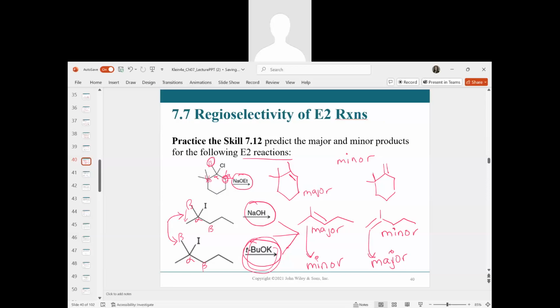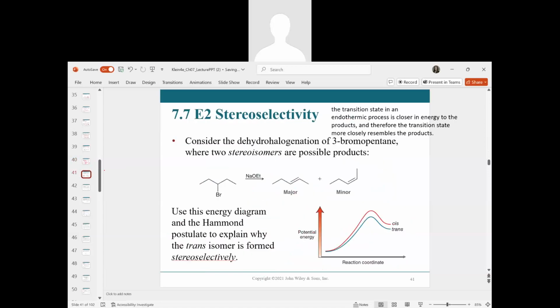So we'll review more practice problems later on in other videos so that we can master how to predict products and determine regioselectivity. So we'll continue with part 2 of this section and determine stereoselectivity of these elimination reactions.